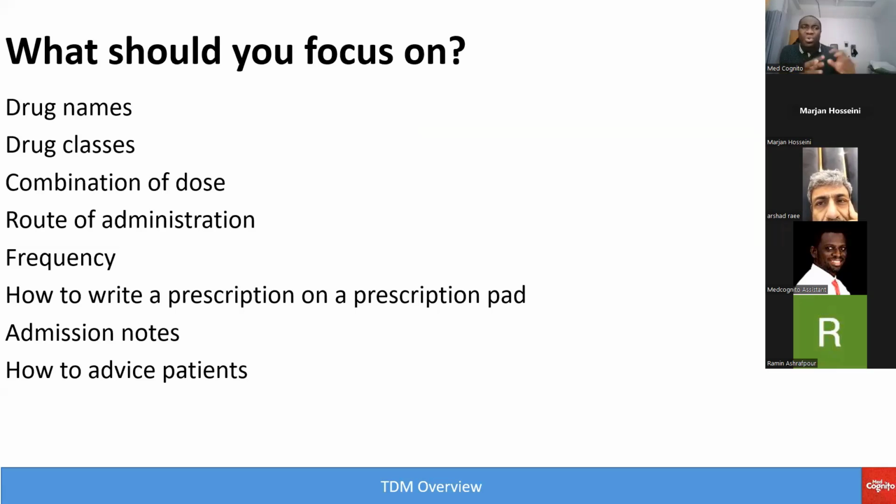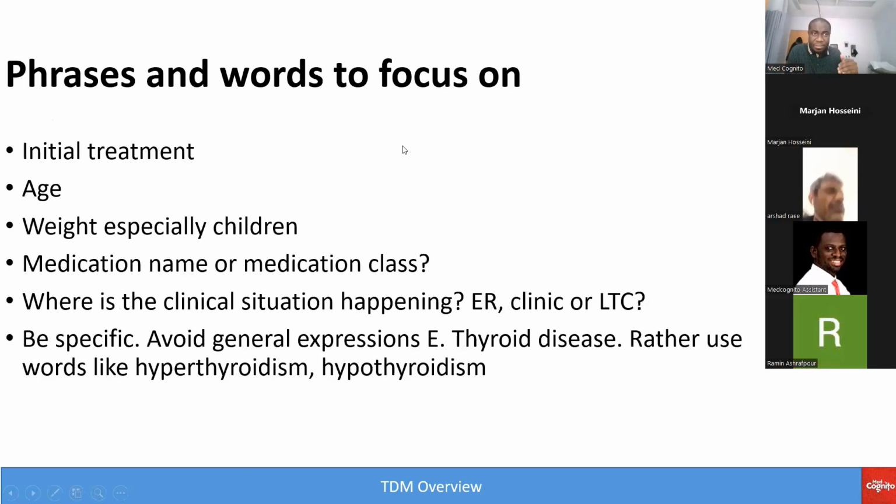You also have to know combination of drugs, so if I combine maybe an SSRI with a MAO inhibitor, what complication can I get? If I combine, these are the things I want you to start focusing on and writing down when you're preparing for this particular important exam. And then the route of administration and the frequency of medication, okay? And how to write a prescription on a prescription pad. Admission, I've told you about all these ones already.